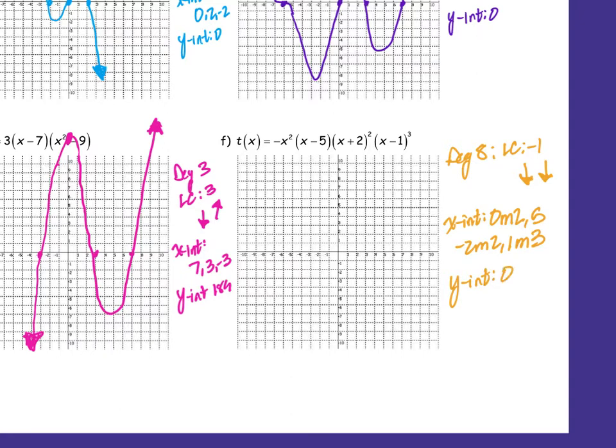is 0. So I've got 0, and it's going to touch, touch, cross, cross. So -2, it's going to touch. 0, it's going to touch. 5, it's going to cross. And 1, ooh, that one's going to be hard for me to do. 1, it's going to cross. Okay, but it's going to flatten out.